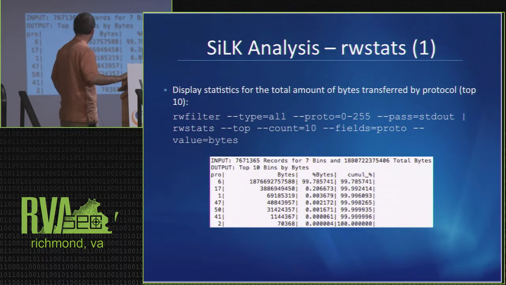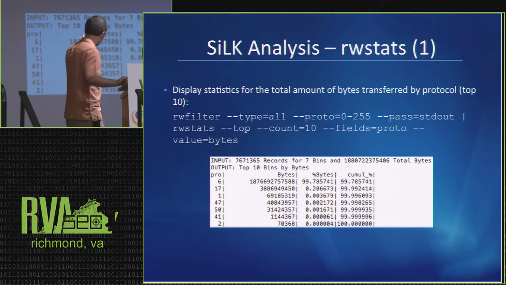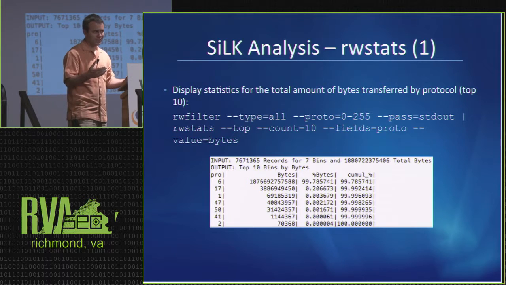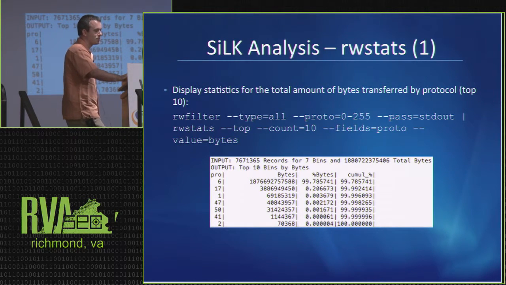Here's an example of RWStats. In this case, we are kind of looking at a splash of all data. Again, notice the protocol equals 0 to 255. I would never put that in there for any reason if I actually had other partitioning switches, just because it's not really needed. It's inferred that it's going to be that. But we're looking at a splash of all data. These are statistics for the amount of bytes transferred by protocol, but only displaying the top 10.